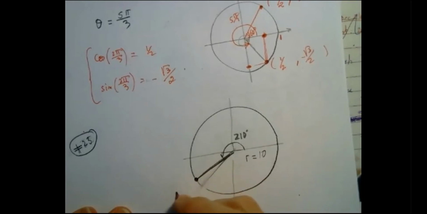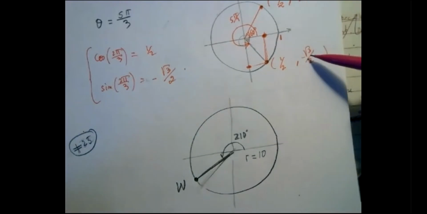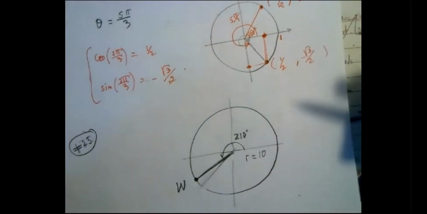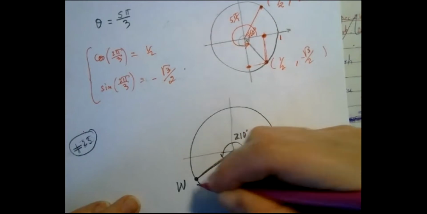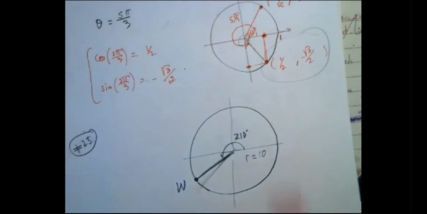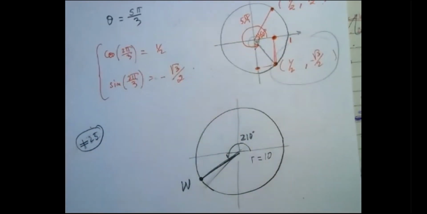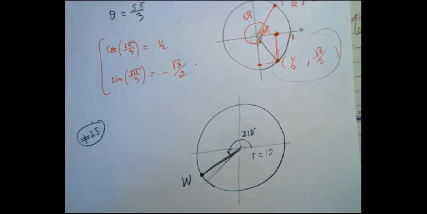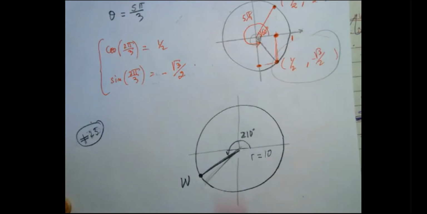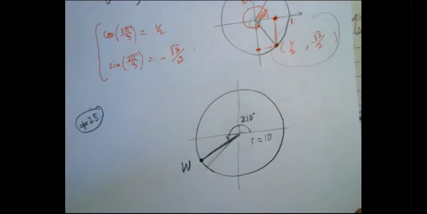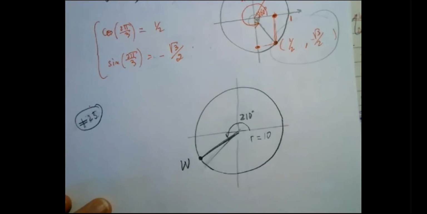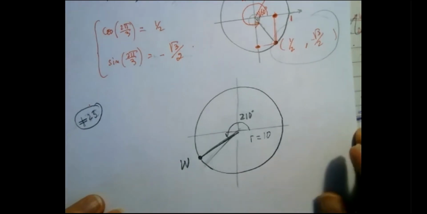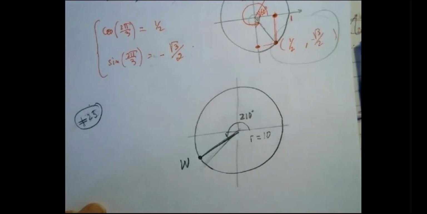And the question is, they want the exact coordinate of W. When they say exact, it means they want something like square root of 3 over 2 to be part of it. So they don't want you to pick up your calculator. They want you to go through the process we did a minute ago. So the question is, find the coordinate of the point W. I'm going to give you some time because I really want you to think about it a little bit, and then I'll take you from there.